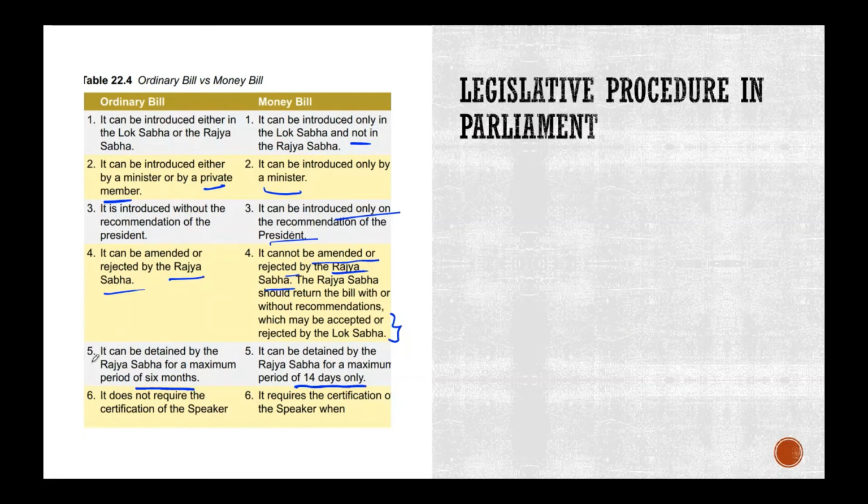If 6 months have gone and you've not been able to get it resolved, what is the technical term that we use here? Parliamentary term. Okay. And again, an ordinary bill does not require the certification of the speaker, and a money bill requires certification of the speaker. Okay.